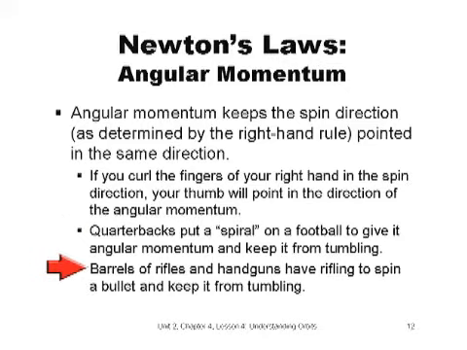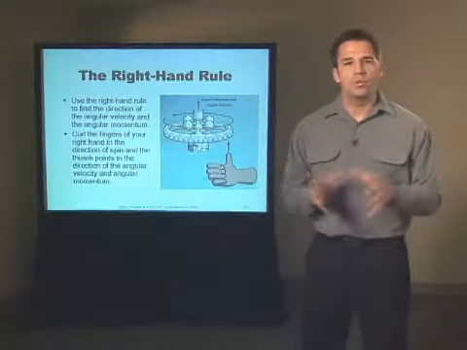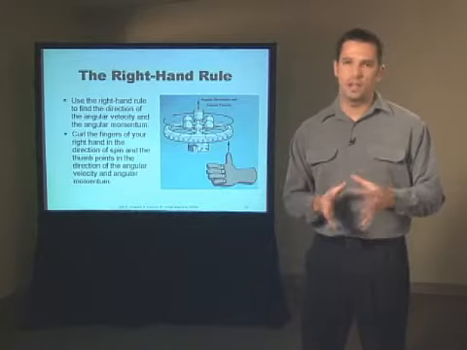Now let's try one more example before we move on. Barrels of rifles and handguns have rifling or ribbing spiraling down the barrel to spin a bullet and keep it from tumbling as it flies to its target. Now we'll go back to the right-hand rule to make sure we understand the concept.